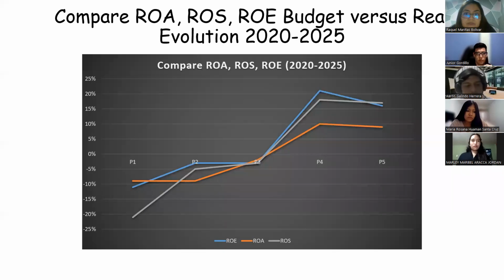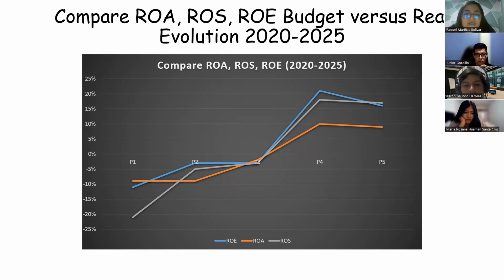To compare the rows, in the first period we have minus 11%, minus 9%, and minus 21%. In the second period we have minus 3%, minus 9%, and minus 5%. In the third period we have minus 0%, minus 2%, and minus 3% again. In the fourth period we have 21%, 10%, and 18%. In the fifth period we have 16%, 9%, and 70%.